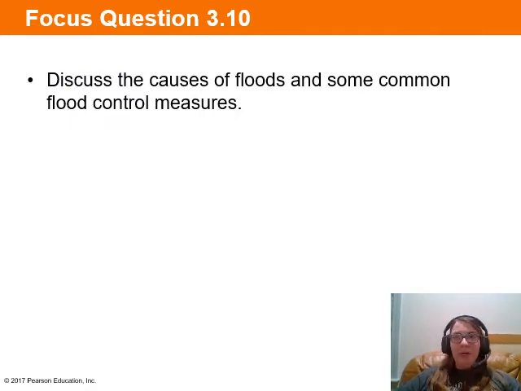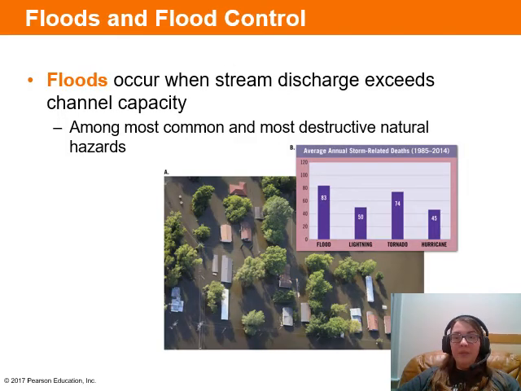So when we are talking about our streams, we're also going to see some geological hazards occur, most commonly through flooding events. So we have all probably heard about floods if we've never even seen one. So a flood just happens whenever there's more water inside of a stream than it can actually hold. And again, that's the channel capacity.